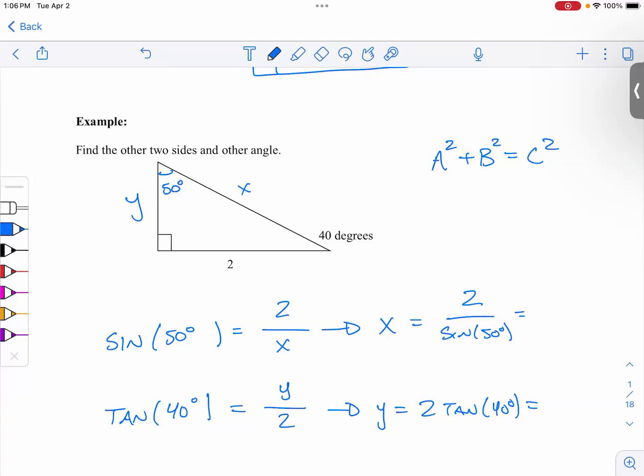And then it's just a matter of 2 divided by sine 50. Oh, look, x equals 2.61. Similarly, 2 times tan 40 is 1.68. So putting our values in: 2.61, 1.68. So once I have my values in, here's the big thing.